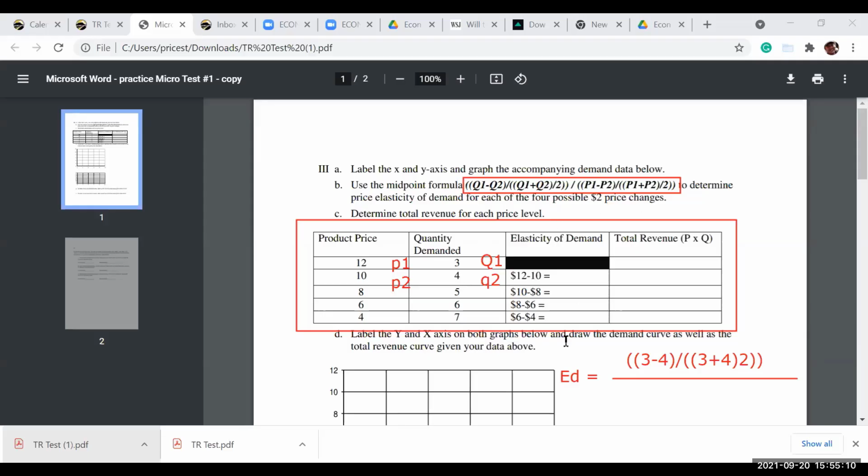Now I'm going to do the same in the denominator. Again, I'm going to copy down order of operations. That's very important here. P1 minus P2. So P1 is 12, P2 is 10. So 12 minus 10, divided by (12 plus 10, divided by 2).